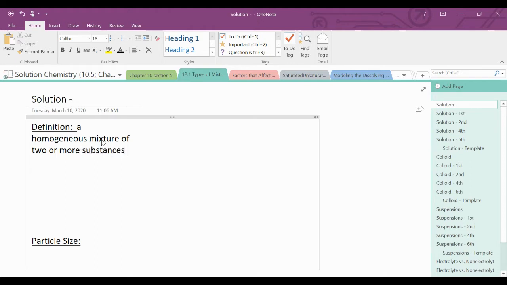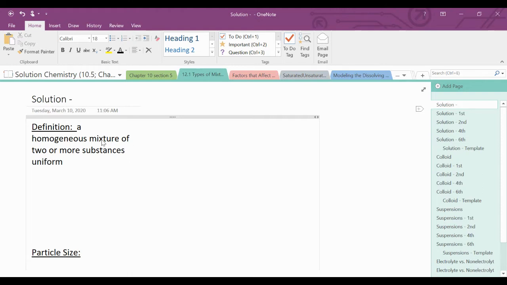So a great example of this would be salt water. So if you think about salt water, it looks the same throughout, just looks like clear, colorless. And it's composed of water and salt. Okay. Now, this is also uniformly dispersed.